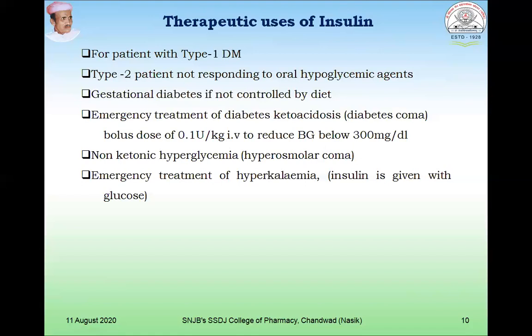Then another use is non-ketotic hyperglycemia. It is also called hyperosmolar coma. This usually occurs in elderly type 2 diabetic cases and is characterized by dehydration and hemoconcentration, and is usually fatal if untreated. Then for emergency treatment of hyperkalemia, insulin is given with glucose to lower the extracellular potassium via redistribution into the cell.